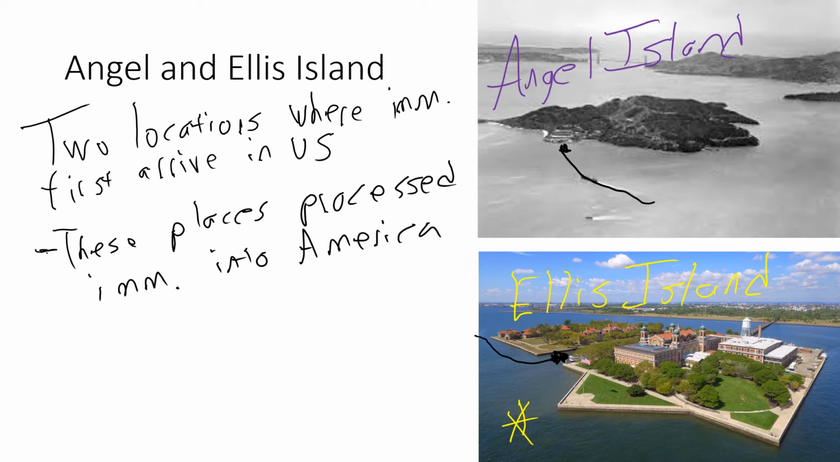And the other thing you got to know about these two places is where each of these places is located. Angel Island is located in San Francisco. So let's just write San Fran, which is obviously in California. And then Ellis Island is in New York City. I'm just going to put NYC. So these are the two locations where immigrants are going to arrive first into the United States.